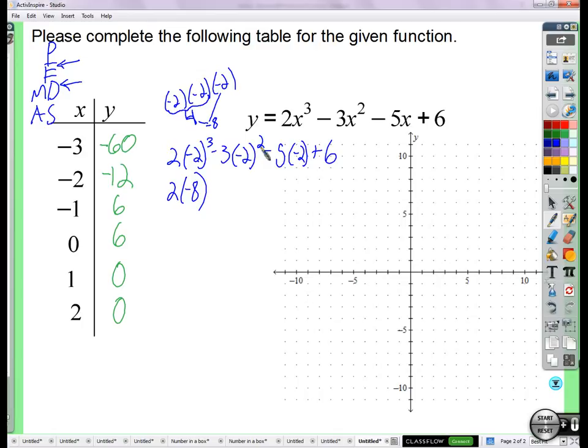What's negative 2 squared? Positive 4. Negative 2 times negative 2, that's 4. Negative 3 times 4 there. Negative 5 times negative 2 is positive 10, since negative times negative is positive. Plus 6. Negative 16 minus 12 plus 10 plus 6, 10 plus 6 is 16. This is nice: negative 16 plus 16 is 0. So they cancel each other out and you're just left with a negative 12.